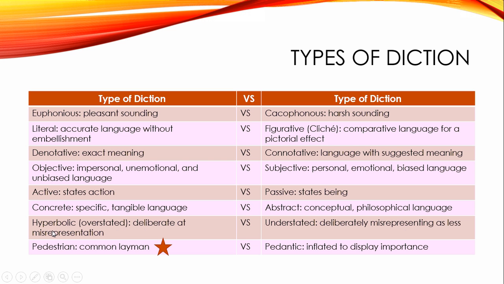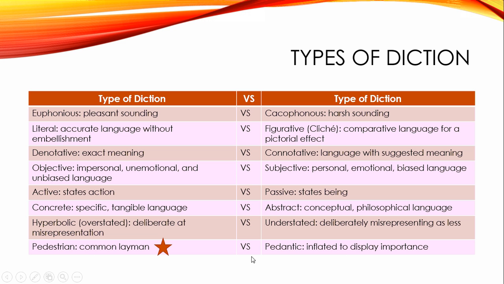The next two is hyperbolic or understated. So one is deliberately misrepresenting itself. The example on your worksheet is pretty common. The shot heard round the world. Obviously, we did not hear the shot all around the world. While understated is when I'm misrepresenting something as less. So if someone comes to you and says, you're doing a great job, thank you so much for helping, you kind of play it down and, I was only doing my job, no worries, sort of deal.